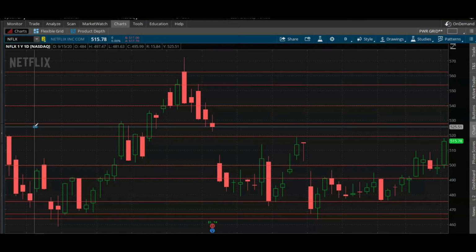This is a manual way of drawing in support and resistance lines. There's a more automated way of doing it using Fibonacci levels. If you want to find out how to use Fibonacci levels to draw your support and resistance lines, then make sure you watch this video that I've made on it.